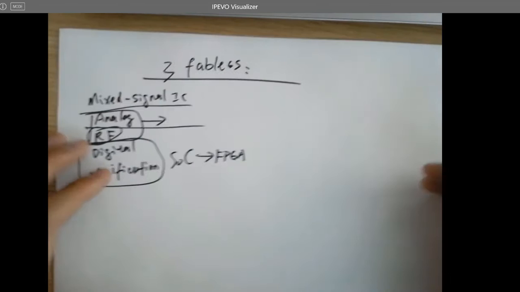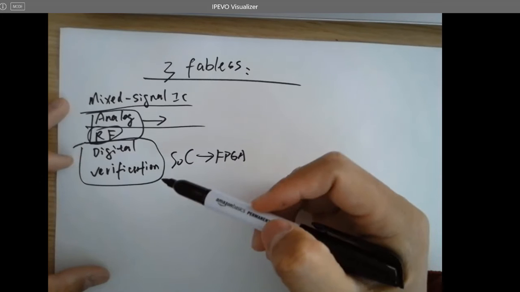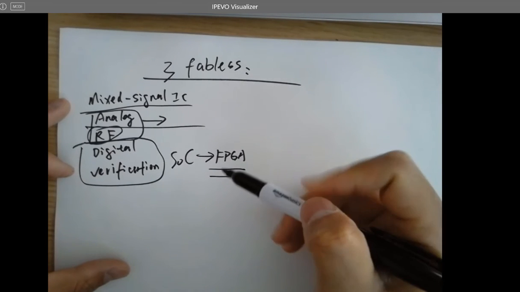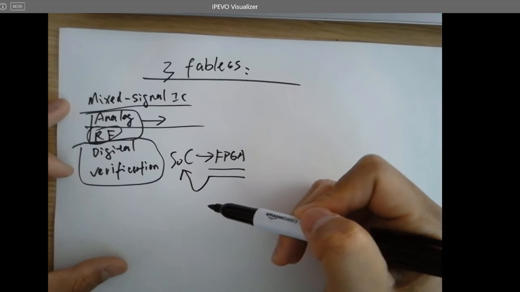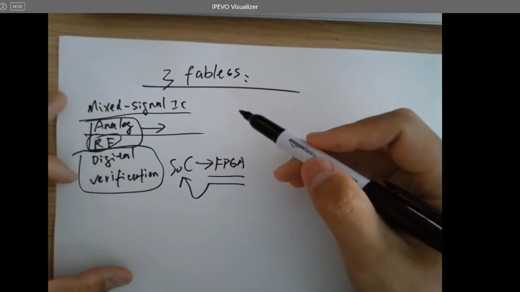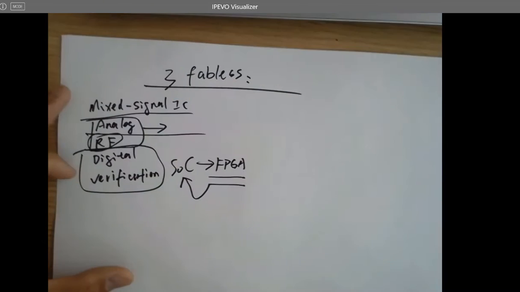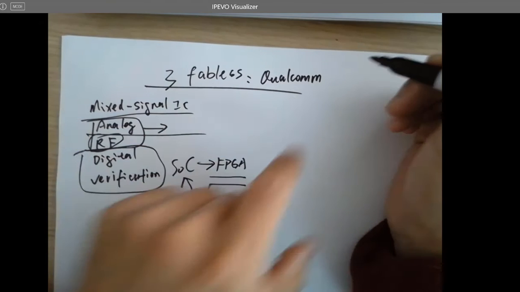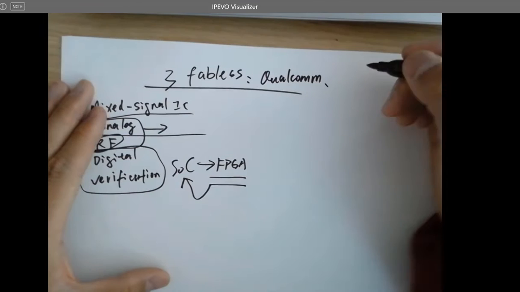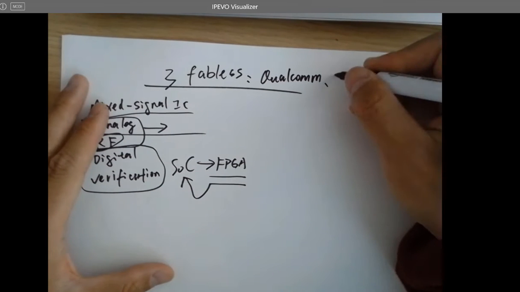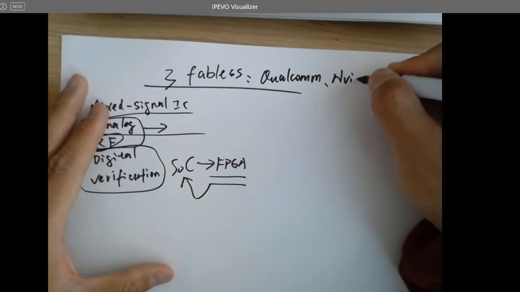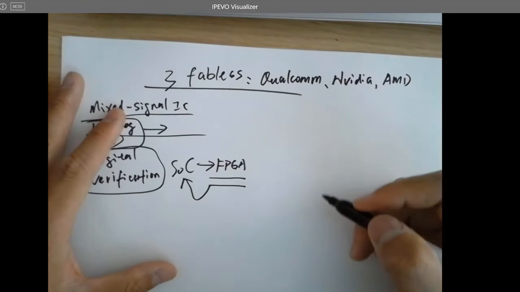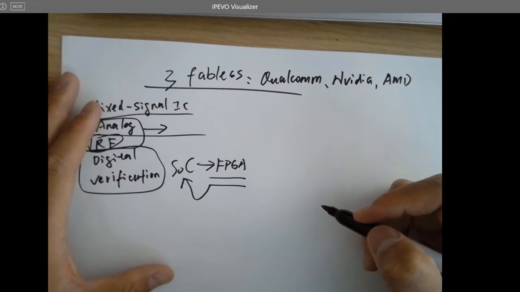So fabless means the companies are just doing design and verification, and they will send the design to the foundries for fabrication, but they don't have foundries. Can you name some of them? You still want to do a search, right? I'm writing down the names, but you still want to do a quick search if you have time, just a couple of minutes. These are really good companies recently, profitable.